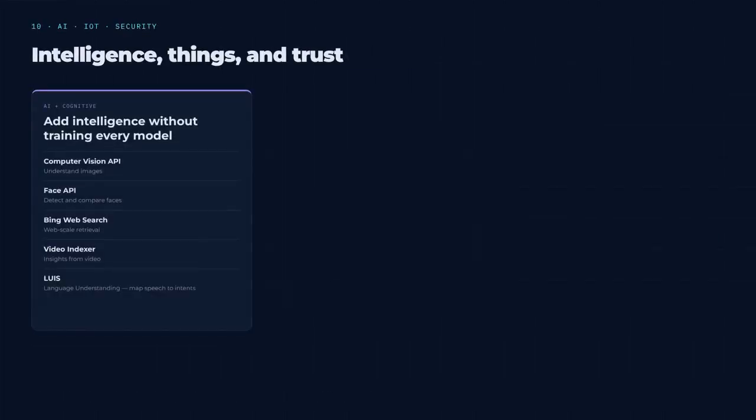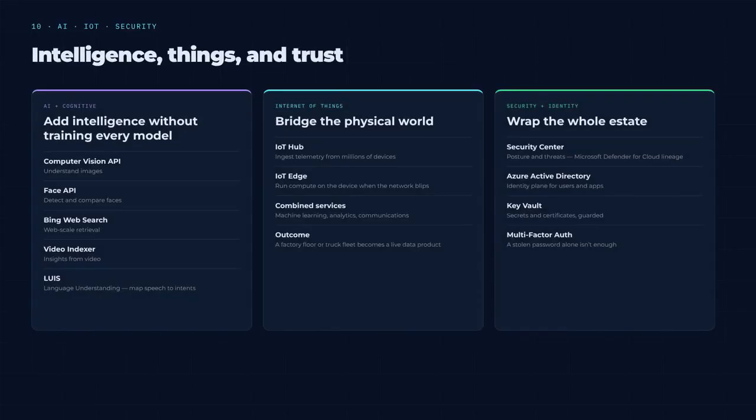Three more pillars turn a general cloud into a platform for intelligent, connected, trusted systems. AI and cognitive services let you add intelligence without training every model from scratch. Computer Vision API understands images. Face API detects and compares faces. Bing Web Search brings web scale retrieval. Video Indexer extracts insights from video. Language Understanding Intelligent Service, LUIS, maps natural language to intents your app can act on.